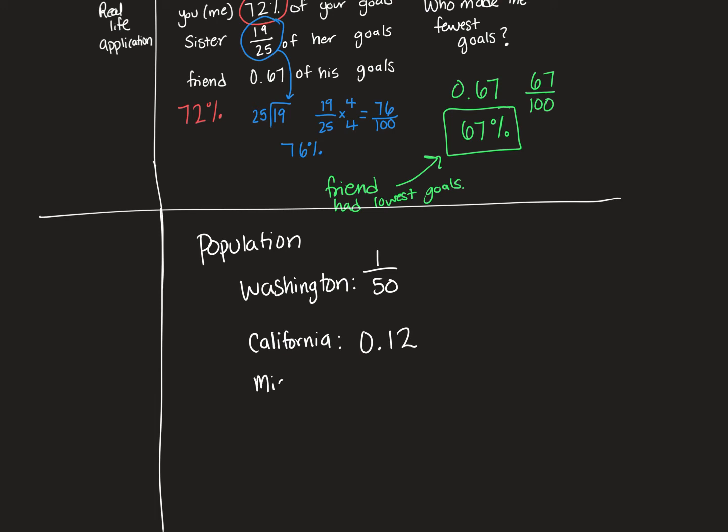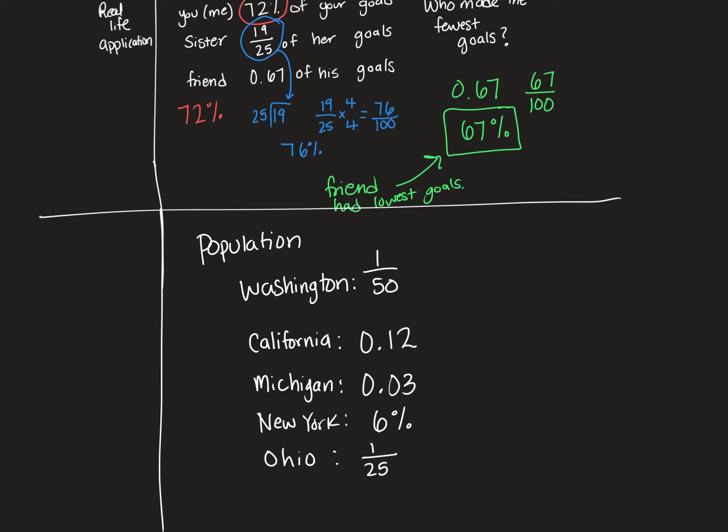Michigan has 3% of the population. New York has 6% of our population. And Ohio has 1/25th of our population.